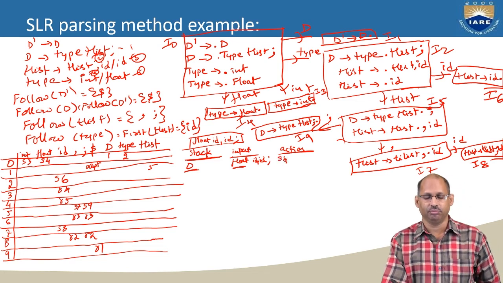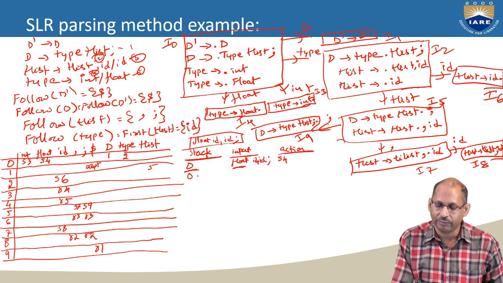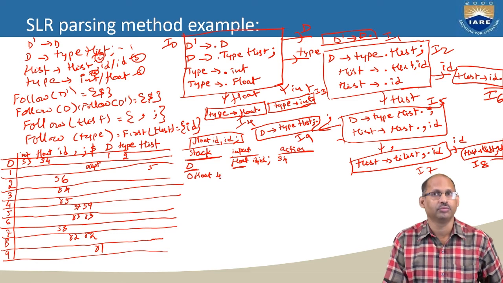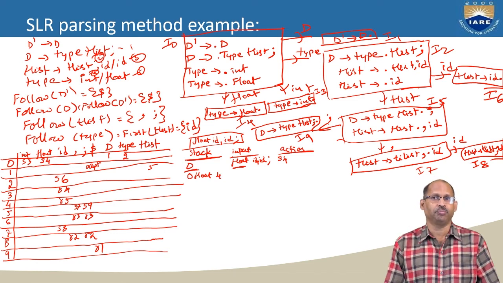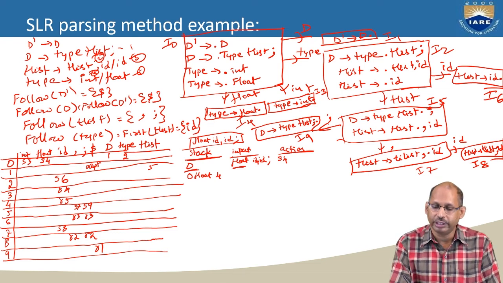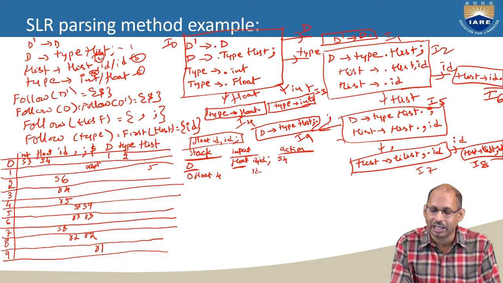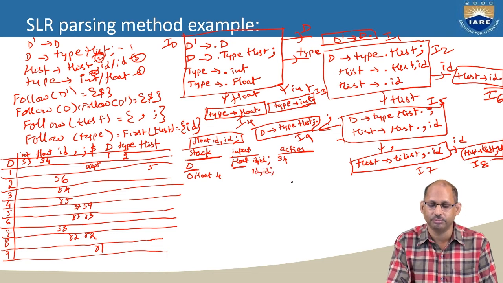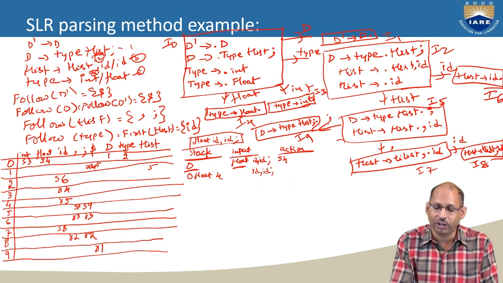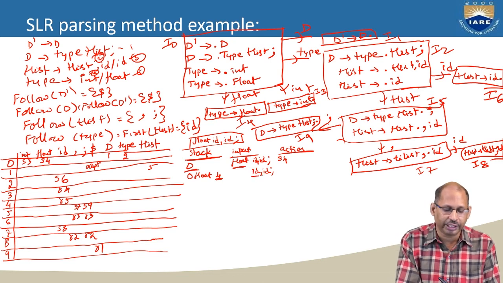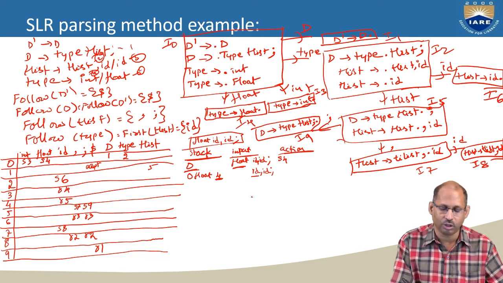Shift action, so write float here and 4 here. We write both of them: 0, float and 4. What is the input remaining? id comma id semicolon. Now what do we have for 4 and id? R5. 4 and id is R5. Reduce by production number 5.